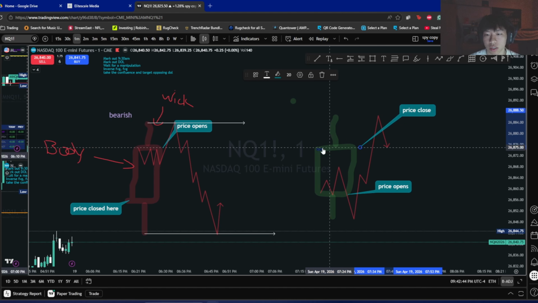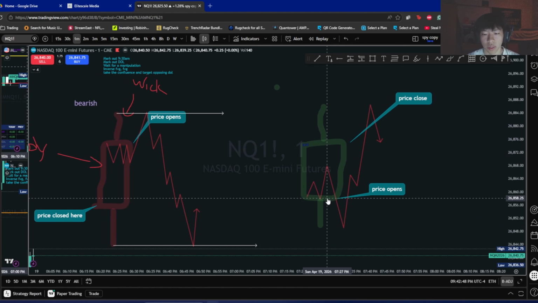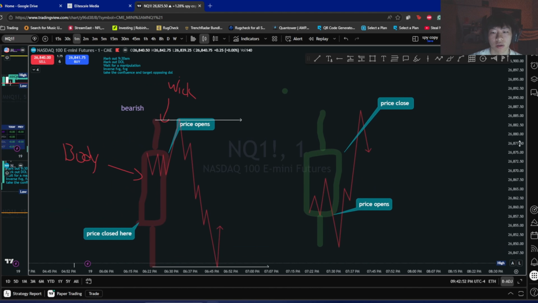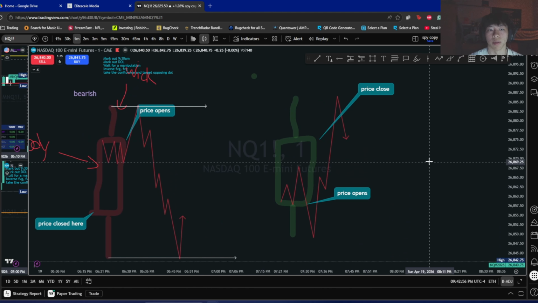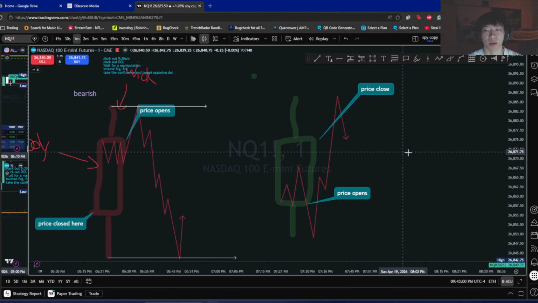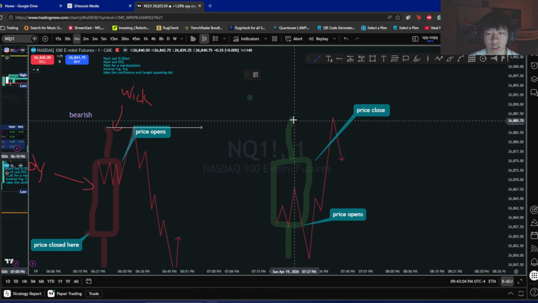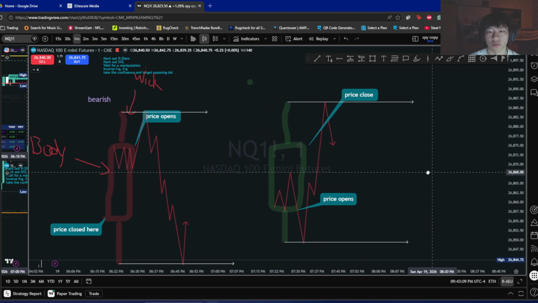Price closed here. Now, what makes this a bullish candle is price opened here and closed higher. Very simple. Again, the rectangle shape is called the body, and these wicks are where price moved within the 1 minute, but outside of the open and close. Once again, this is called the top of the candle. This is called the low of the candle.